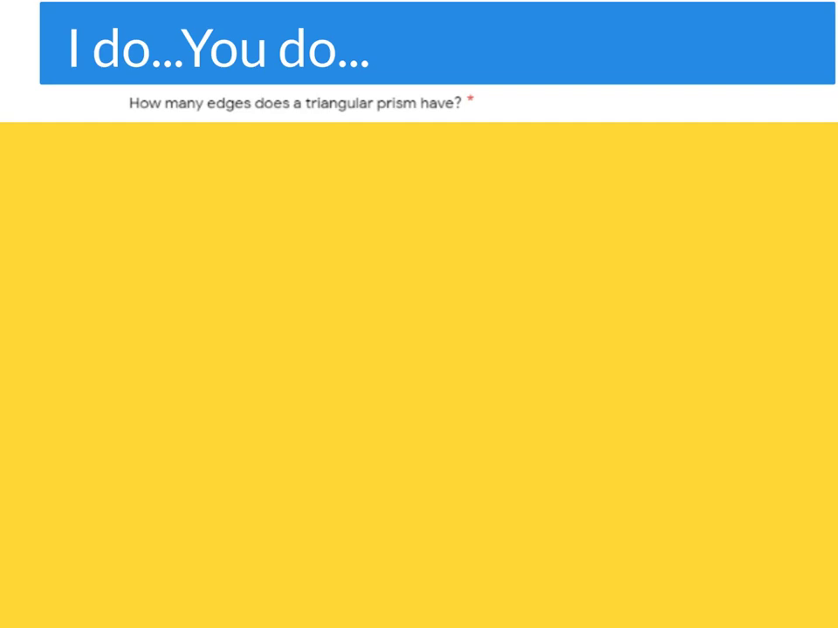Alright, this is the answers for I Do, You Do, three-dimensional geometry introduction. First one says, how many edges does a triangular prism have? So first of all, we need to have a definition down of triangular prism in our head.